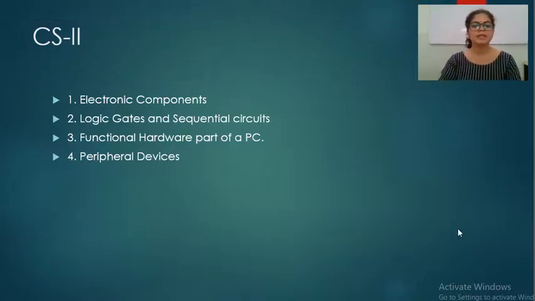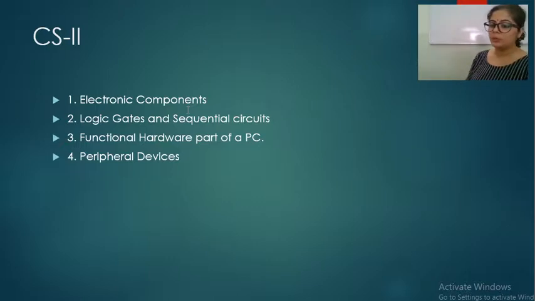So students, in your 11th standard syllabus of CS2, you have a total of 4 units. The names of these units are electronic components, logic gates and sequential circuits, functional hardware part of a PC, and the fourth unit is peripheral devices. So we have completed all the 4 units of CS2. In the electronic components unit, we have studied different electronic components that we use for the designing of different hardware parts, where we have studied transistors and capacitors. All these things come under electronic components.